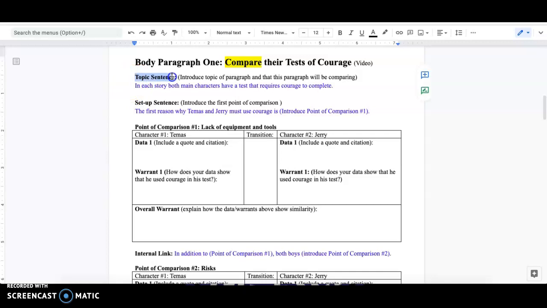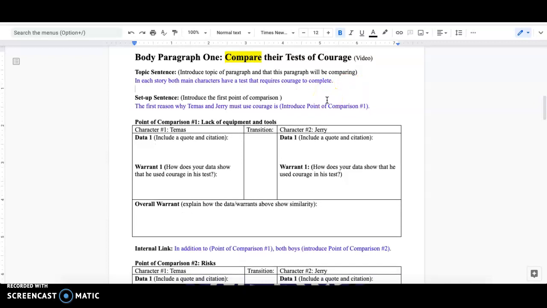Your topic sentence is how you always start a body paragraph. I have provided a topic sentence for you here. I fully encourage you to write your own, but I'm also okay if you use mine. Mine says, in each story, both main characters have a test that requires courage to complete. That is the topic of this paragraph. Both boys had a test that required courage.